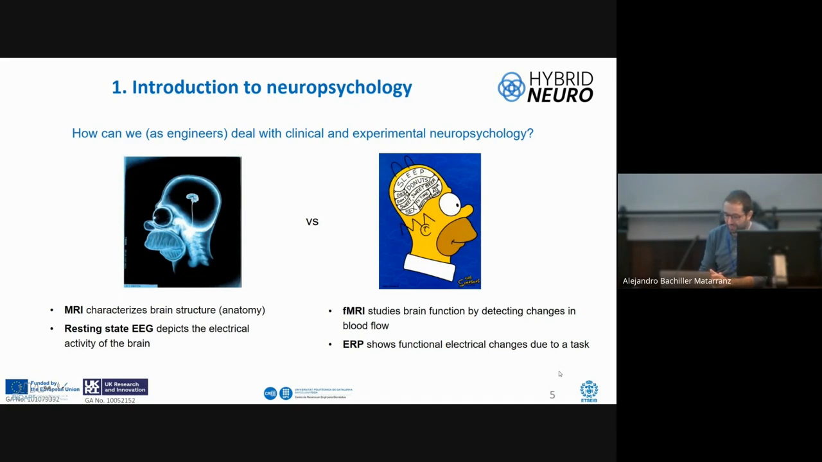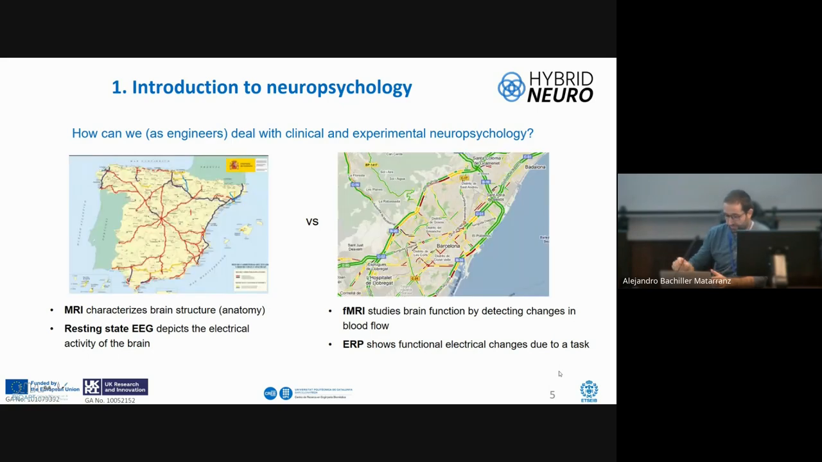and it is characterized by detecting the changes in blood flow. And ERPs, event related potentials, are also related to the functional electrical changes in the brain due to a task.